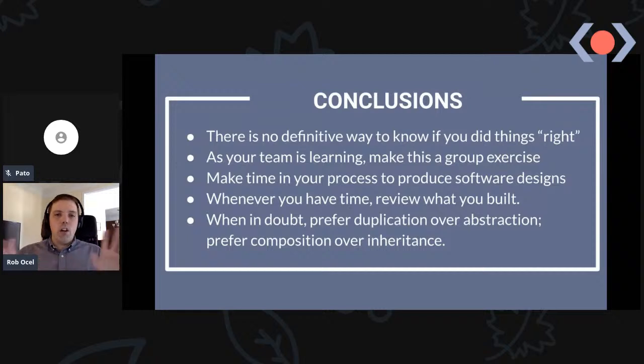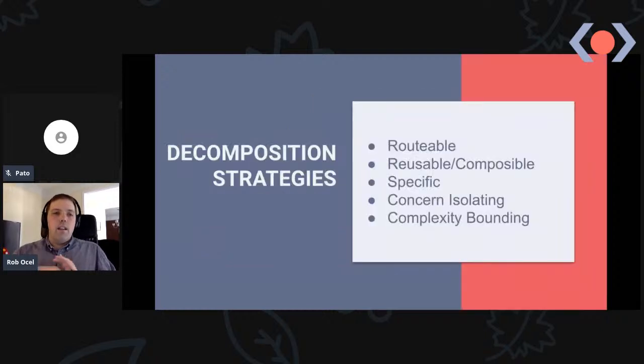And just as an overall like Hallmark card greeting way of saying this, when in doubt, prefer duplication over abstraction. So don't be afraid of your copy paste button, and prefer composition over inheritance. Lastly, if you just want to see those strategies again, prefer components which are routable, components which are reusable or composable, components which are specific, components which are concern isolating, and components which bound complexity.